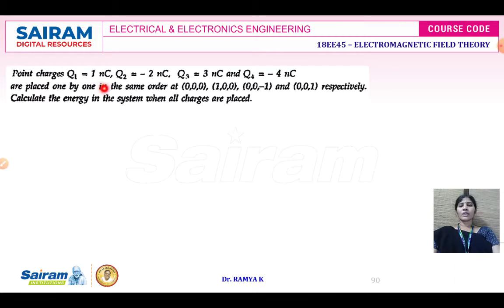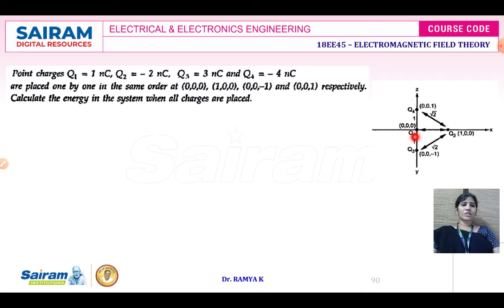One more problem. Point charges Q1 1 nanocoulomb, Q2 minus 2 nanocoulomb, Q3 3 nanocoulomb and Q4 minus 4 nanocoulomb are placed at 0, 0, 0; 1, 0, 0; 0, 0, minus 1; and 0, 0, 1 respectively. Calculate the energy in the system when all the charges are placed. This is the coordinate 0, 0, 0 for one charge, 1, 0, 0 on the x-axis, 0, 0, minus 1 and 0, 0, 1. So all the 4 charges are placed over here. Because of these 4 charges, what is the energy stored in the system? We need to identify.